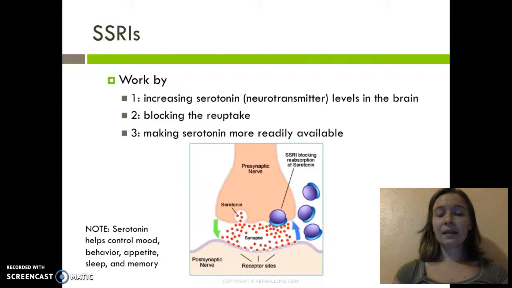Sometimes what happens is serotonin is not completely absorbed by the postsynaptic nerve, and some of it remains in the synapse. Normally, the serotonin is reabsorbed into the presynaptic nerve, but what the SSRIs do is prevent the reabsorption or reuptake of serotonin in the presynaptic nerve, making it more readily available to the postsynaptic nerve because it's just floating around in the synapse waiting to be absorbed.